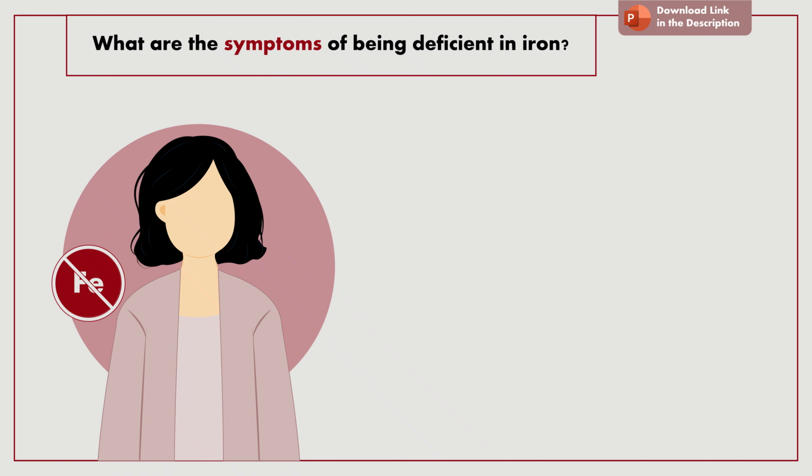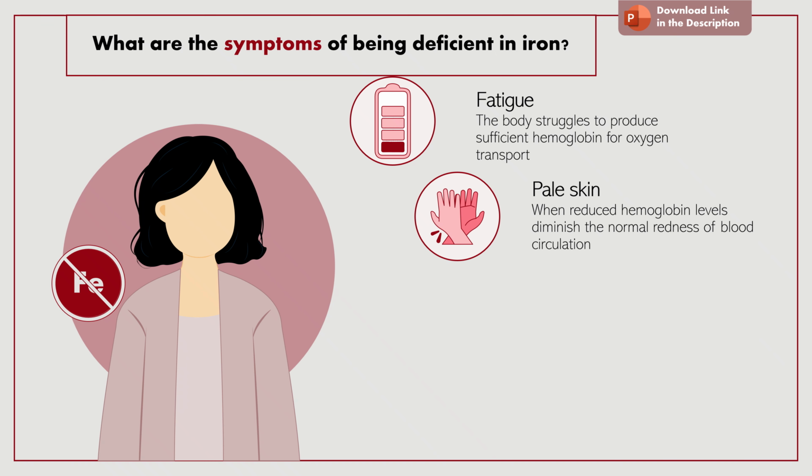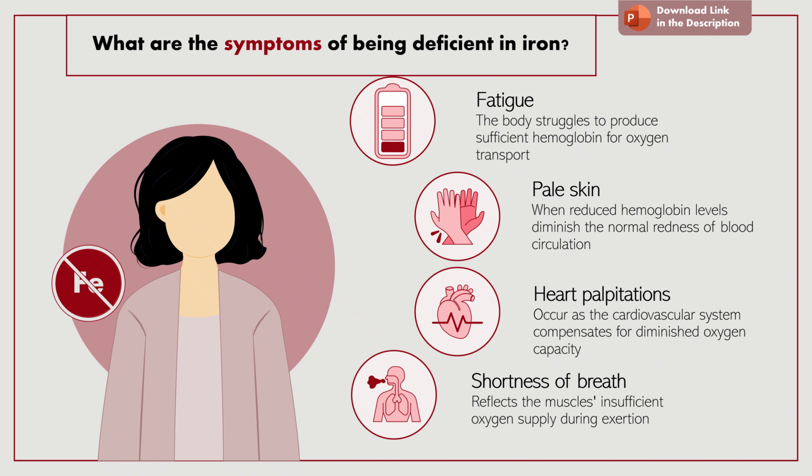Characteristic symptoms, all stemming from inadequate oxygen delivery. Fatigue arises as the body struggles to produce sufficient hemoglobin for oxygen transport. Pale skin develops when reduced hemoglobin levels diminish the normal redness of blood circulation. Heart palpitations occur as the cardiovascular system compensates for diminished oxygen capacity. Shortness of breath reflects the muscle's insufficient oxygen supply during exertion.